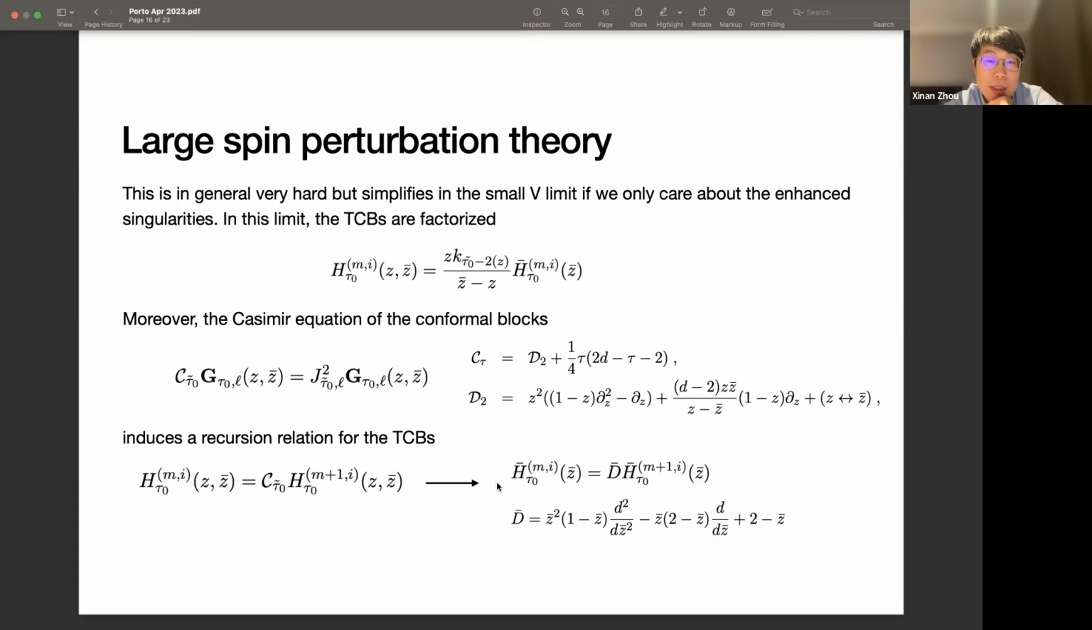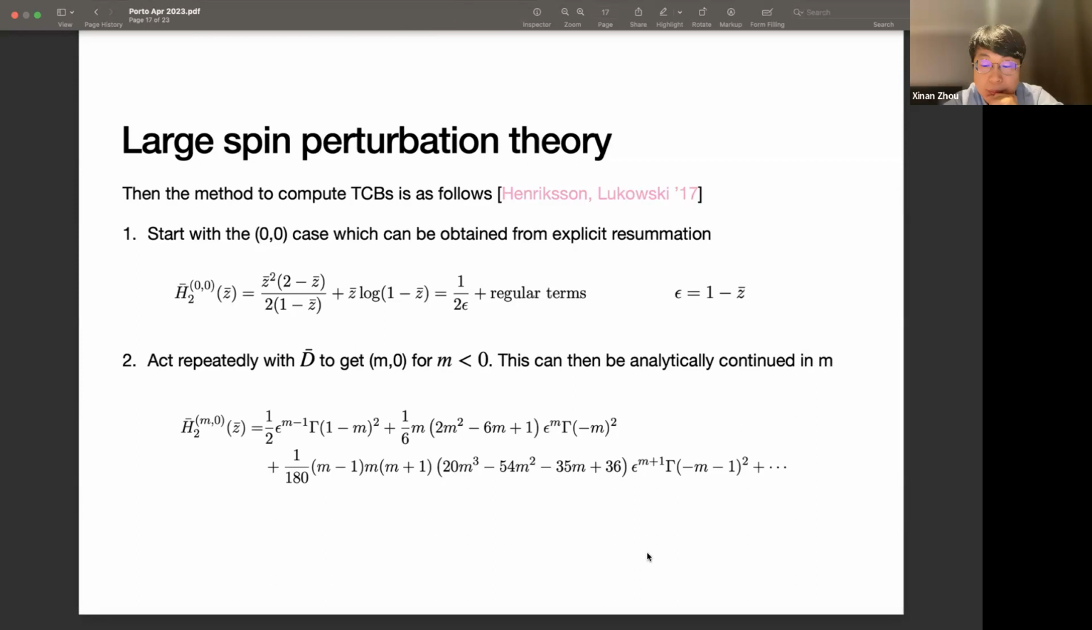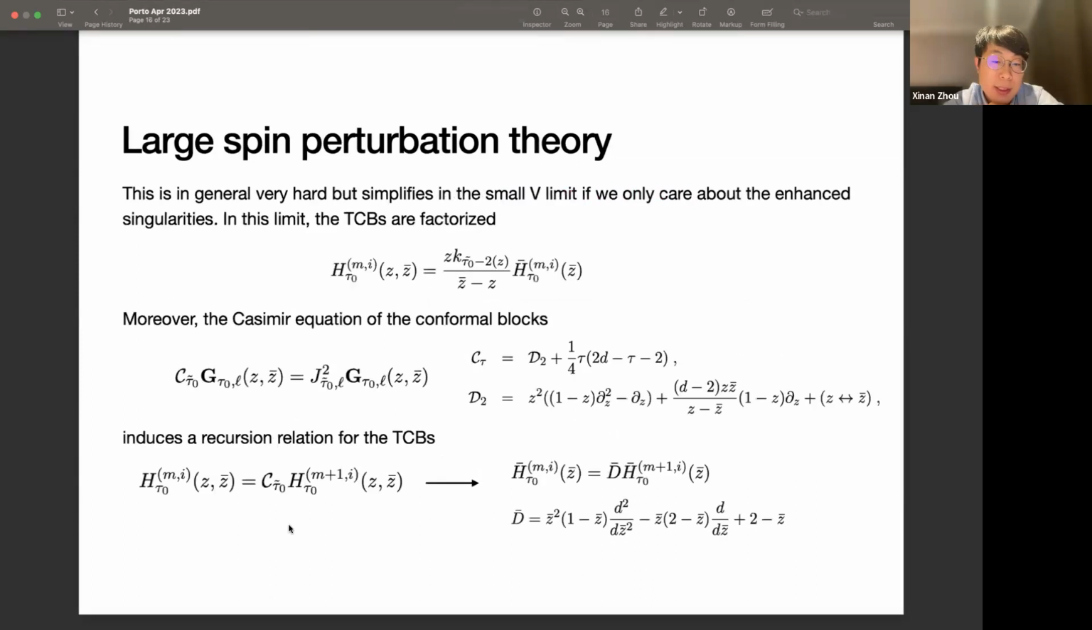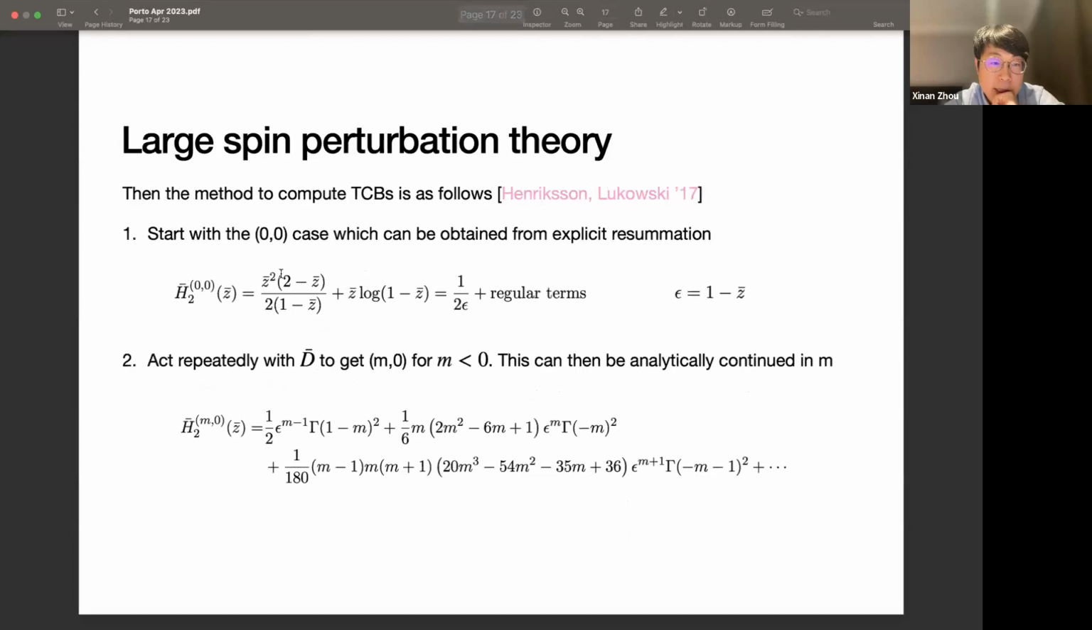And going to the small v limit translates also to a recursion relation for this h bar function, where this differential operator d bar here is reduced from this conformal Casimir, and it is a differential operator acting on the z bar coordinate only. Okay. Now, what we are going to do is to just use this recursion relation and compute these twist conformal blocks. And this method actually already appeared in this paper by Henriksen and Lukowski from 2017. And the method can be, again, outlined in a few steps.